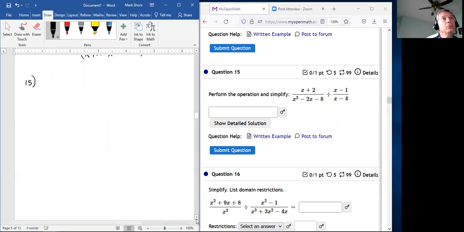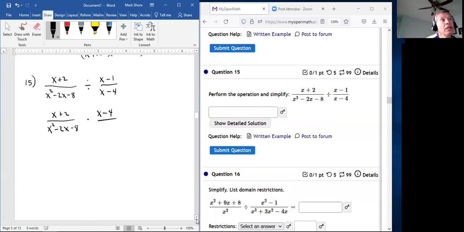So 15 is this one, x plus 2 over x squared minus 2x minus 8, divided by x minus 1 over x minus 4. Now, the very first thing I want to do with this is you have to know that when you're dividing by a fraction, it's the same as multiplying by the reciprocal. So in other words, you change this to multiplication and you flip this. This is x minus 4 over x minus 1.